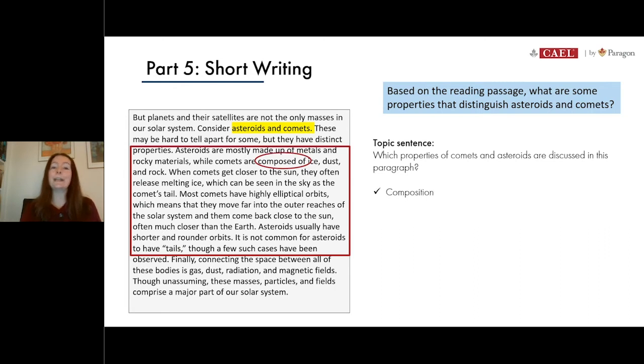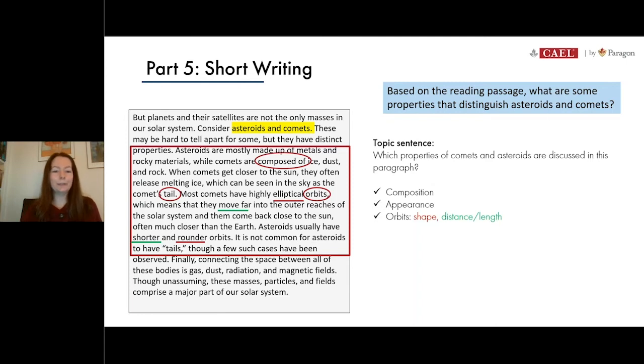So we notice here that composition will be one property. We see information about the tail of the comet and asteroid, which I guess would be the appearance, you know, what it looks like. We also find information about the orbits. And as we skim read a little bit more carefully, I'm noticing that we've got details here about the shape of the orbit, as well as the distance or the length of the orbital path that these bodies will travel.